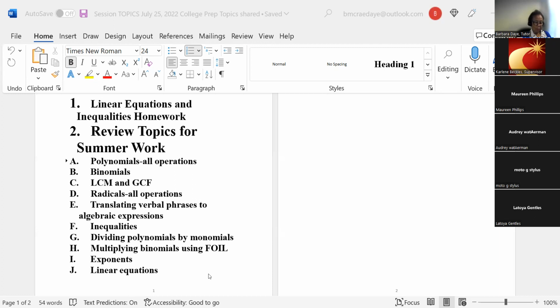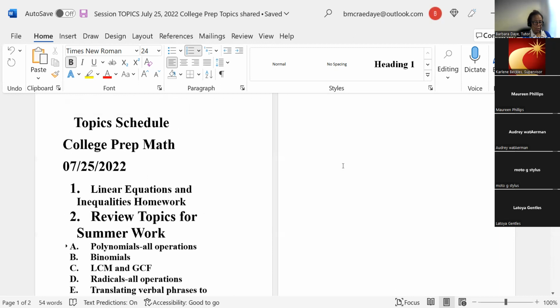Can you touch on FOIL? Multiplying binomials using FOIL? Yes, ma'am. Okay, all right, let's do that.